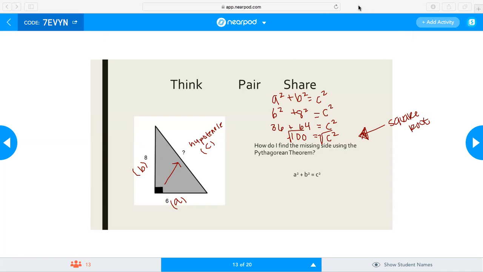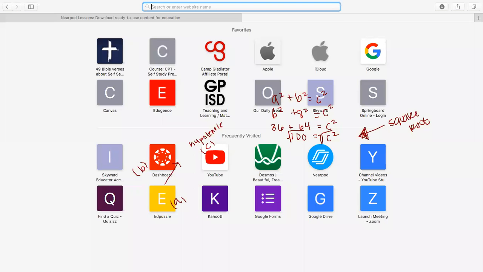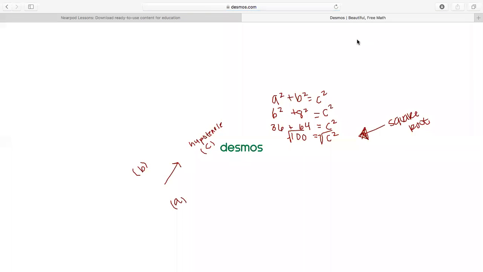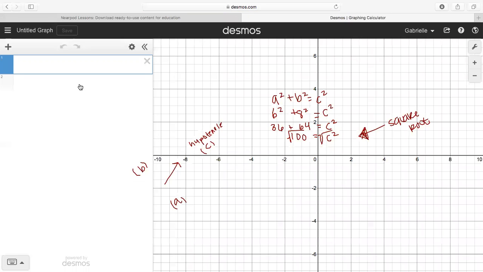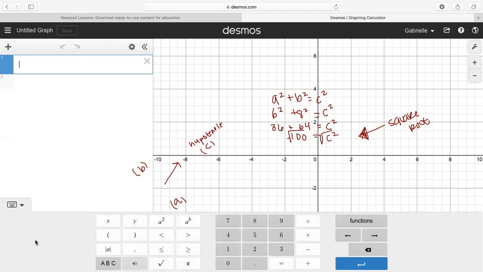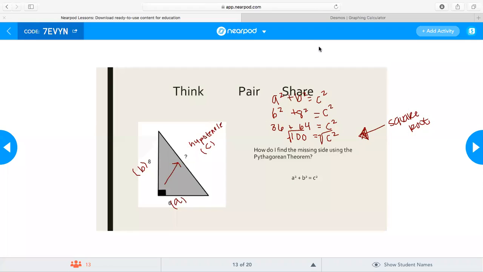how to use Desmos. So let me see if I can get it pulled up real quick. We need to start practicing Desmos because you don't get to use your phone calculator on the test. If I want to take the square root, this button right here is my square root button on Desmos. So the square root of 100 equals 10. So there's my answer: 10 equals C. Yay! There's my hypotenuse. 10 equals C.